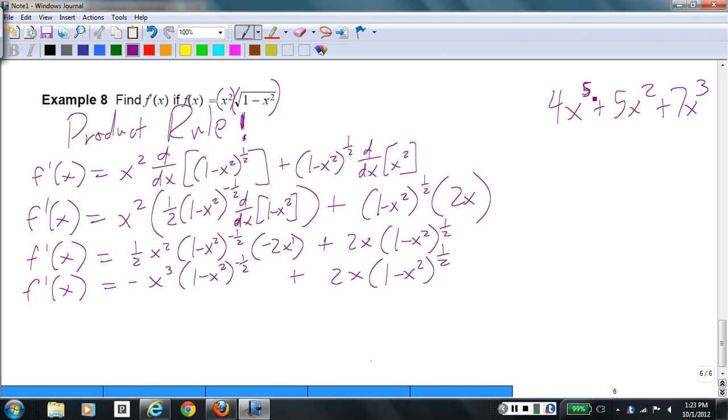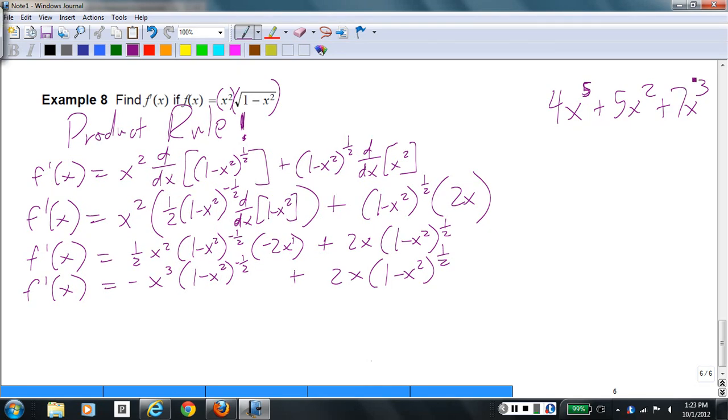There we go. 4x to the fifth plus 5x squared plus 7x cubed. If you're factoring out the greatest common factor, it's going to be x to the what? X to the second. The rule we use is go with the least of the exponents, because x raised to the least of those exponents is going to be a factor of all of them. If we go with the greater exponent, it won't be a factor. So we go with the least of those exponents.